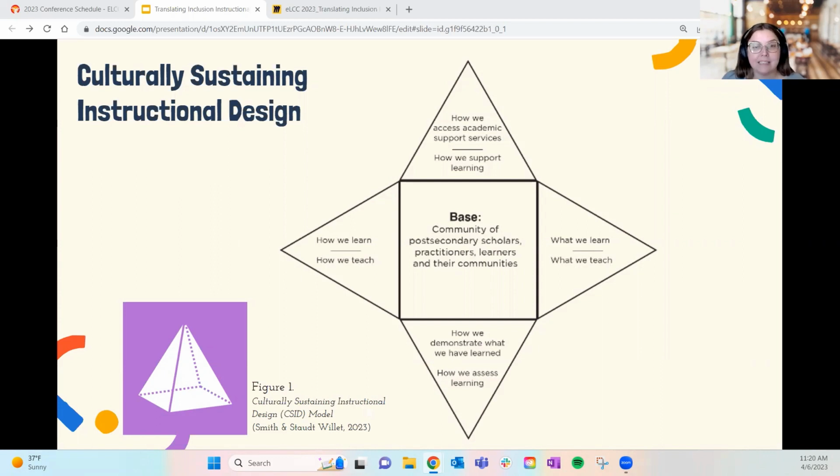It's displayed as an unfolded pyramid with a square base and 4 triangle sides. The base is the community of post-secondary scholars, practitioners, learners, their communities, essentially community. The right triangle side is content, so what we learn, what we teach. The bottom triangle side is how we demonstrate what we've learned, how we assess learning. The left triangle side is how we learn and how we teach, pedagogy, and then the top side is how we access student support services and how we support learning.